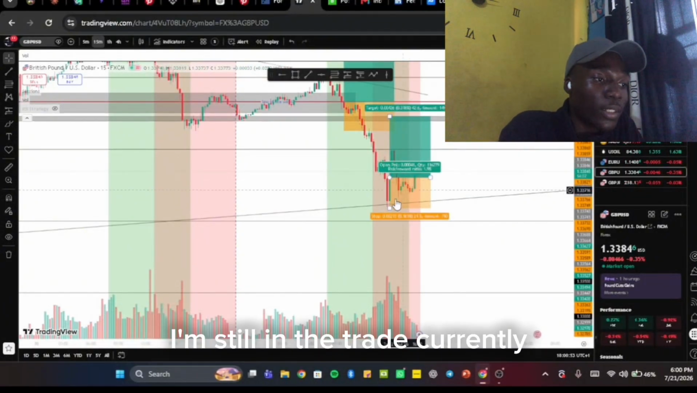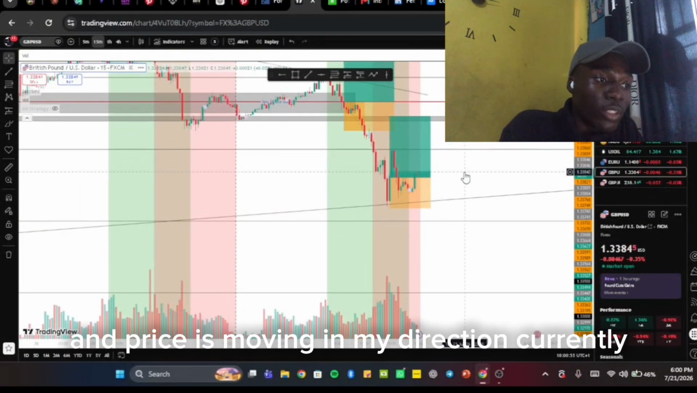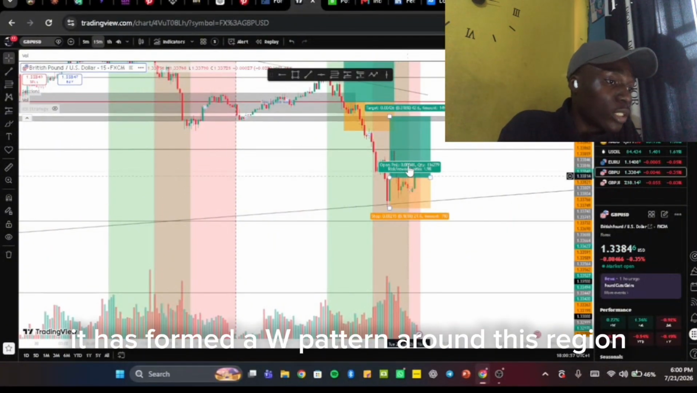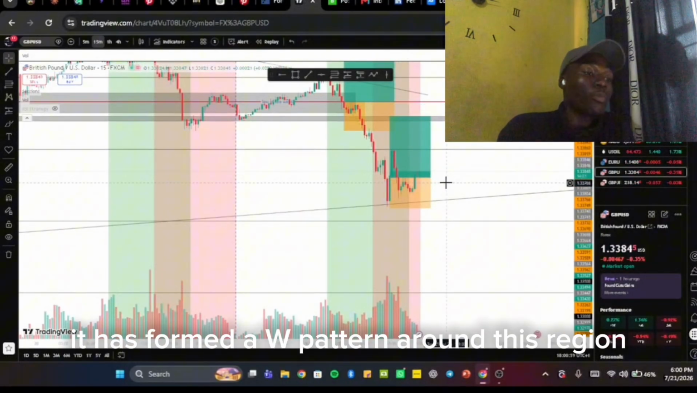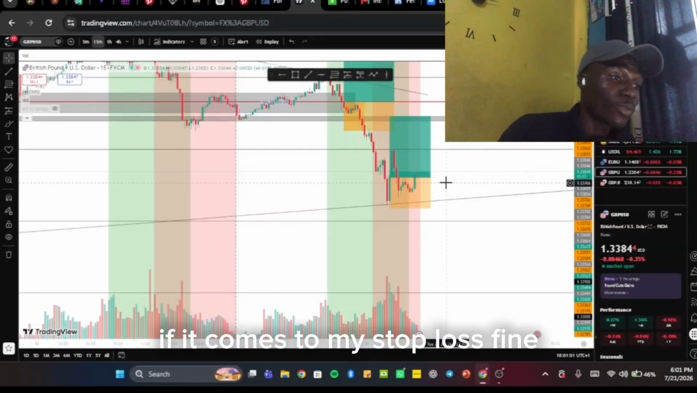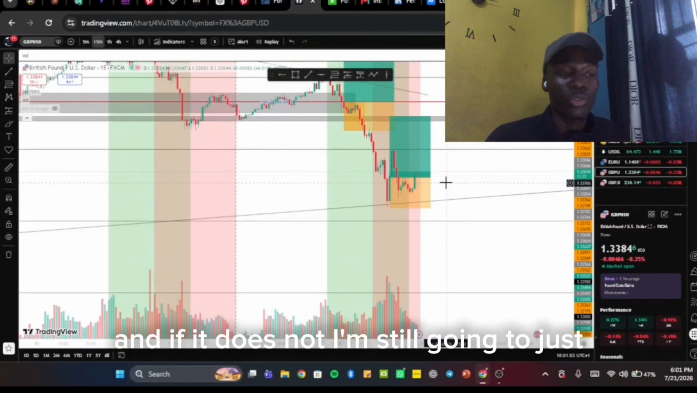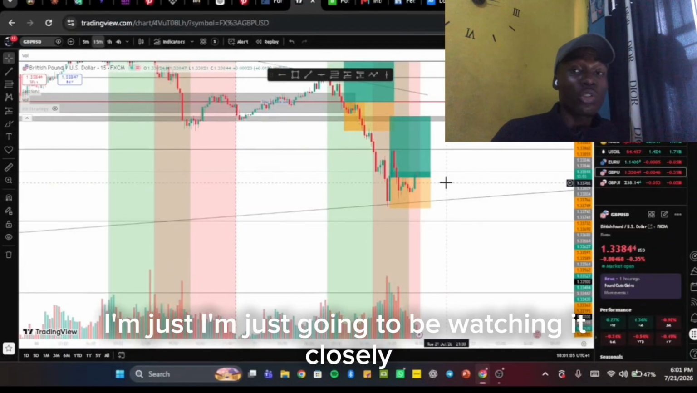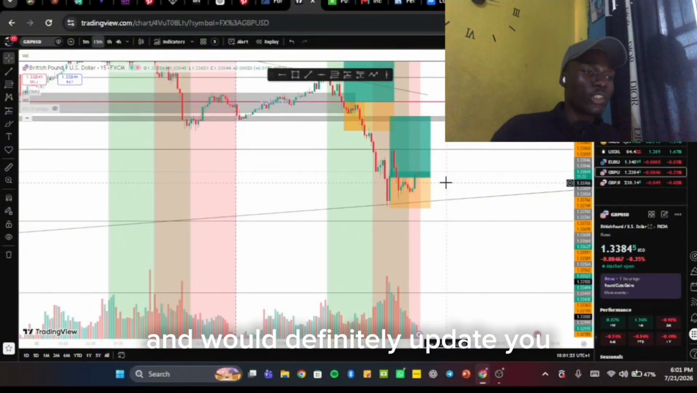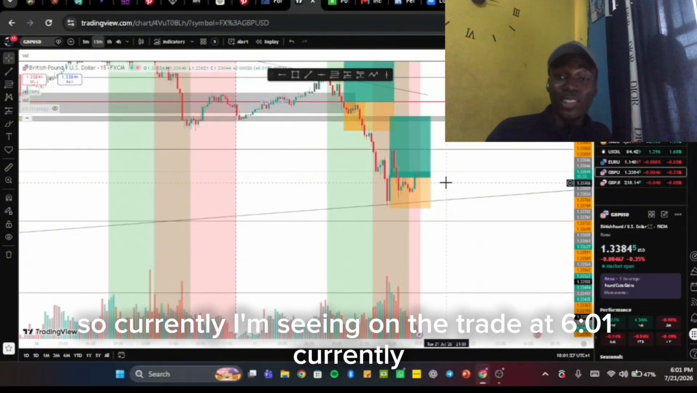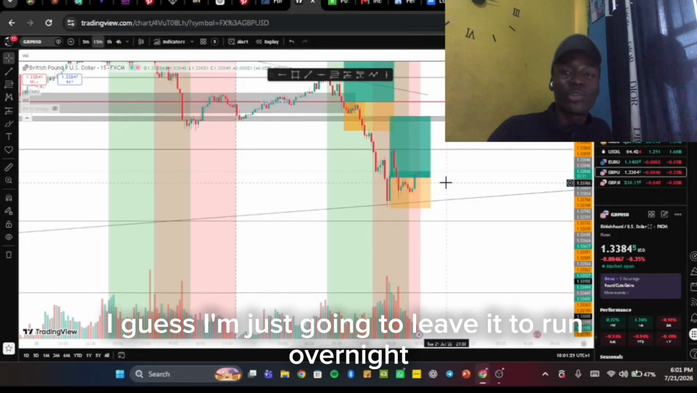I'm still in the trade currently, and price is moving in my direction. Currently it has formed a W pattern around this region, but I'm just going to be waiting patiently. If it comes to my stop loss, fine, and if it does not, I'm just going to be watching it closely and would definitely update you. So currently I'm still on the trade at 6:01. I guess I'm just going to leave it to run overnight.